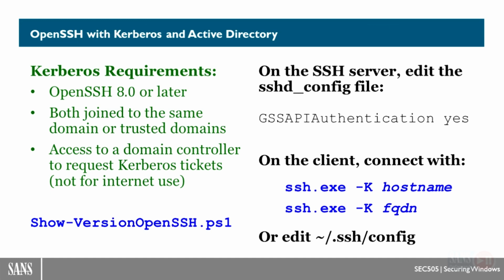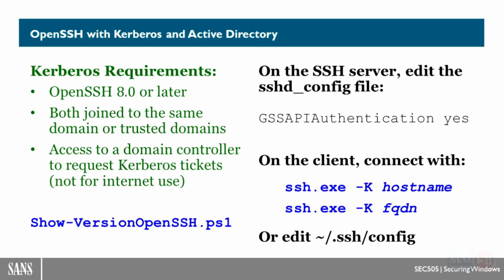In other words, you're getting it most likely from GitHub. Both machines must be joined to the same domain or at least trusted domains. And you have to be able to talk to a domain controller to get your Kerberos tickets. So again, we're not using this over the internet. If you're not sure exactly what versions of the SSH client or server tools you have on a machine, then you have a script on your flash drive called show version OpenSSH that'll find your SSH binaries and show you the versions. To enable all this, you edit once again the sshd config file for the SSH service.